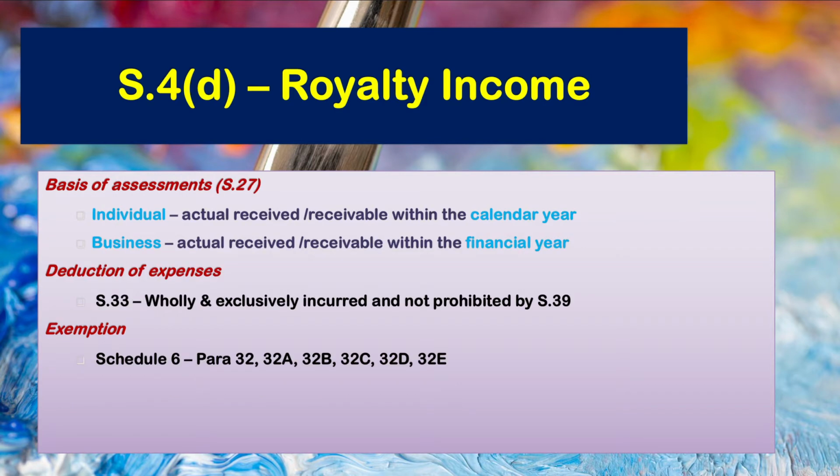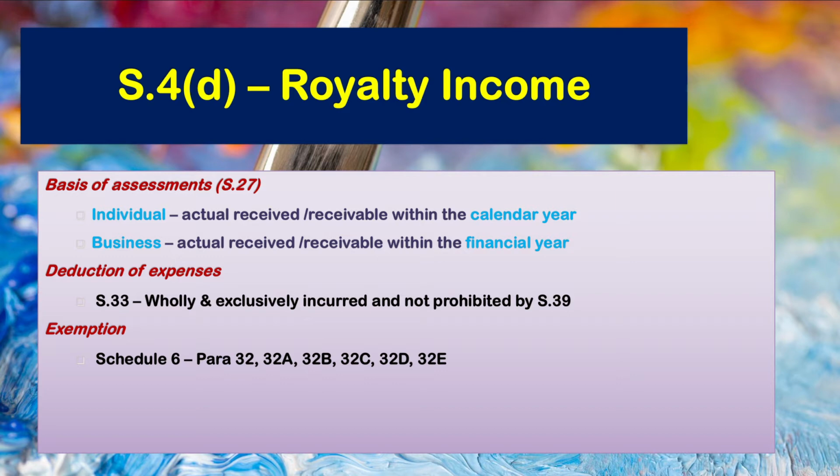So for royalty, it follows a similar basis year of assessment as other sources of income. For an individual, we follow the calendar year. For a business, we follow the financial year. For deductible expenses, the same section and basis apply. You can claim whatever expenses are incurred wholly and exclusively to generate that royalty income, and whatever is not directly related or is private usage will be non-deductible as per Section 39.